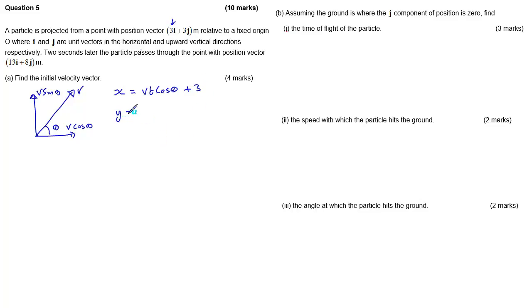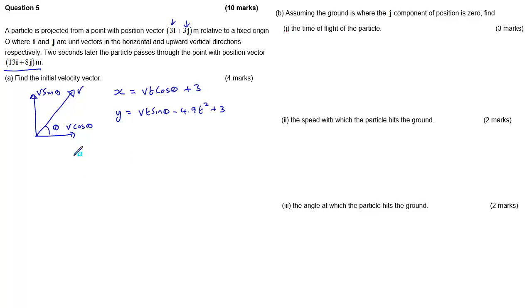And then for the y, we'll need to use ut plus a half at squared, so that will be vt sin theta. And the acceleration will be downwards 9.8, half of 9.8 is 4.9, so that's minus 4.9 t squared. And don't forget that we start here, so we need to add 3. And then when t is 2, it goes through this point.